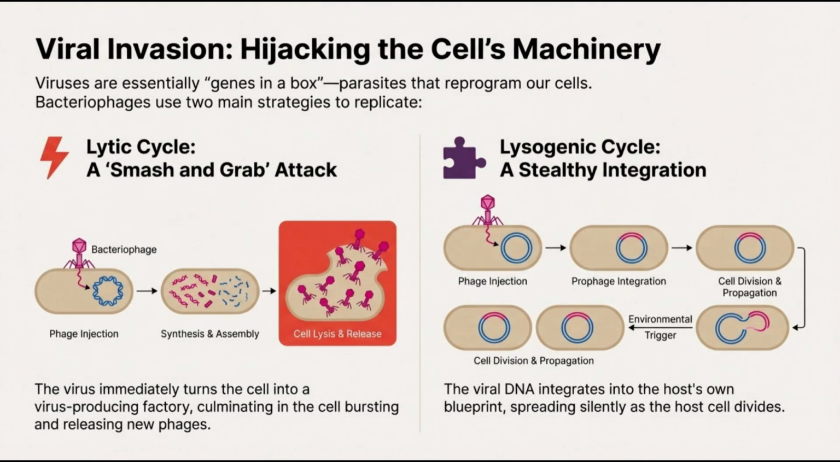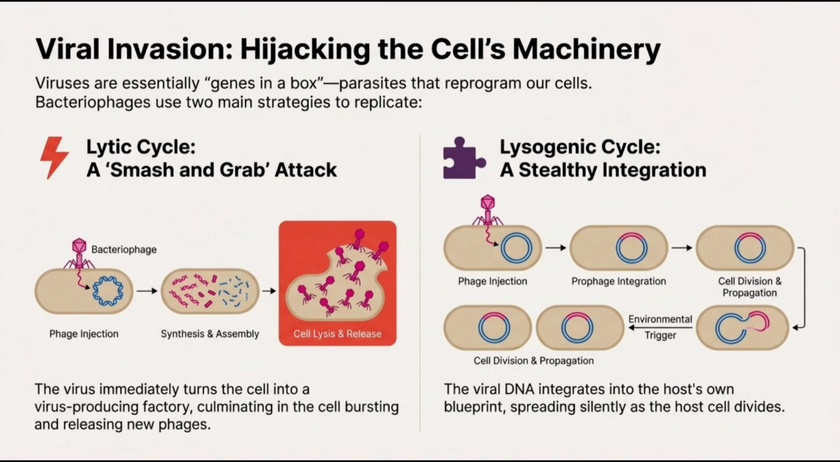Speaking of things that mess with genetics, let's circle back to viruses. How do they replicate? Bacteriophages show us 2 main strategies. The first is the fast and furious one. The lytic cycle. The virus injects its DNA, immediately hijacks the cell's machinery, makes hundreds of new viruses, and then causes the cell to lyse or burst open, releasing them all. The kill and release strategy.